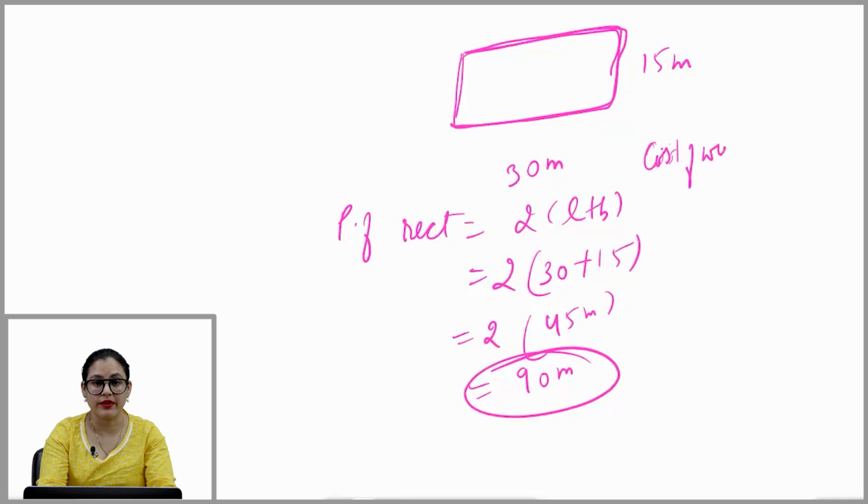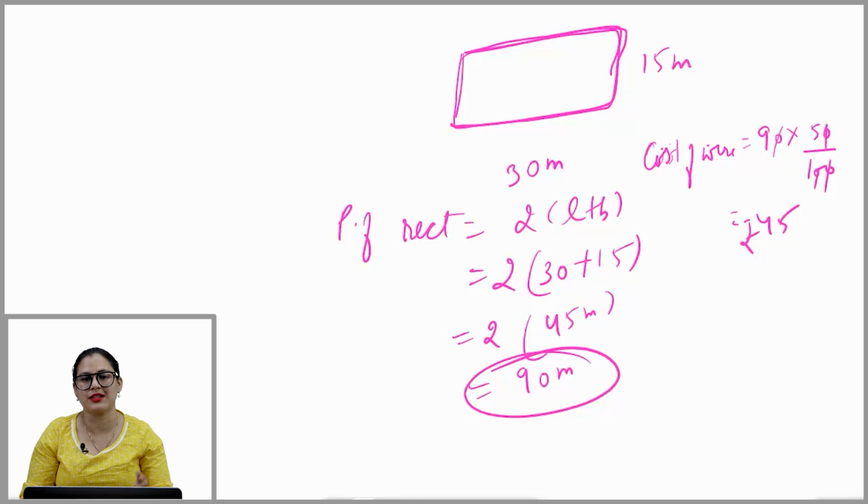Cost of wire is given 50 paise per meter. So we'll multiply this length with 50 paise. So we have to convert 50 paise into rupees, so we have to divide it by 100. 0, 0 goes, 0, 0 goes, 45 rupees is the cost of fencing that particular field.